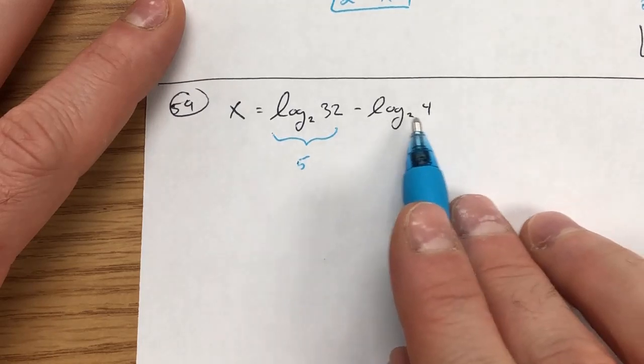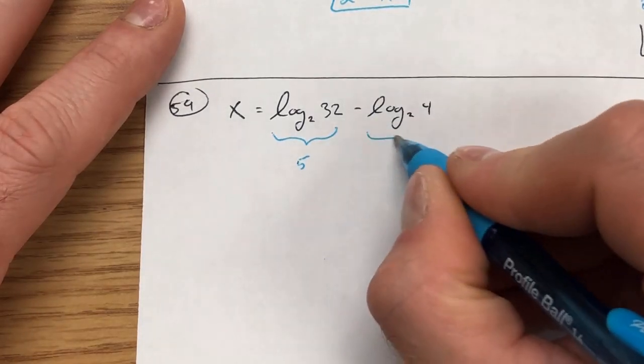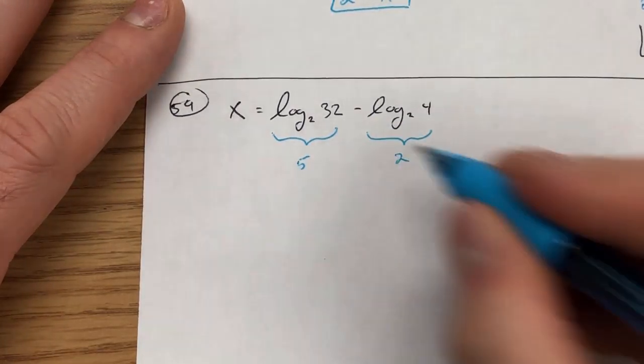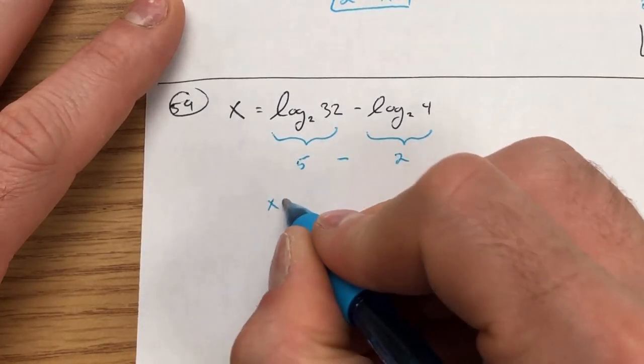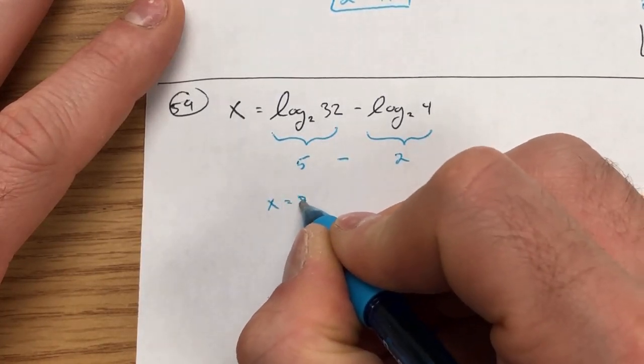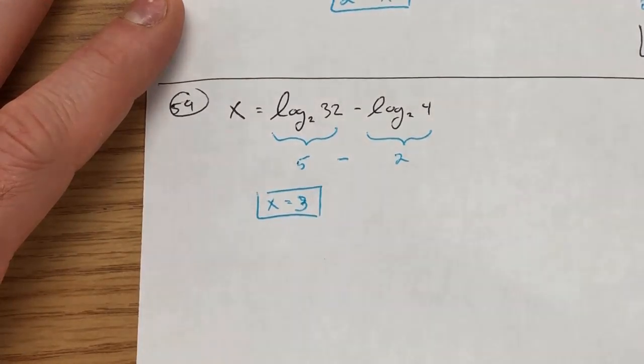If I say log base 2 of 4, 2 to what power is 4? Well, that is going to be 2 squared. So what is 5 minus 2? Well, in this case, x is equal to a very poorly written number 3.